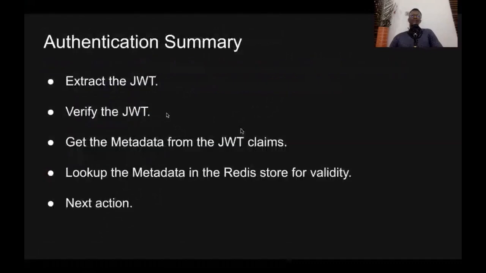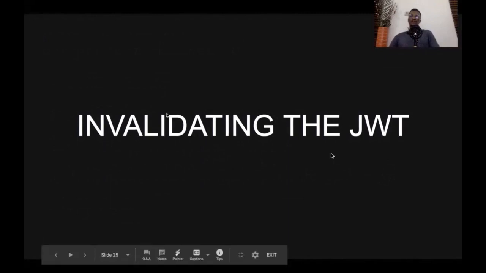All right, so this is a summary of the authentication we have. The first thing we did was extract the JWT. The second thing was we verified it. Then we got the metadata from the JWT claims. When we got the metadata, we looked it up in Redis for validity. After all this is done, if successful, the user is authenticated, and you can safely perform any request you want with the user. So that's about creating a JWT. You just need to make authenticated requests, right? You can see that everything is so seamless, and I consider it more secure, faster, and best practice.